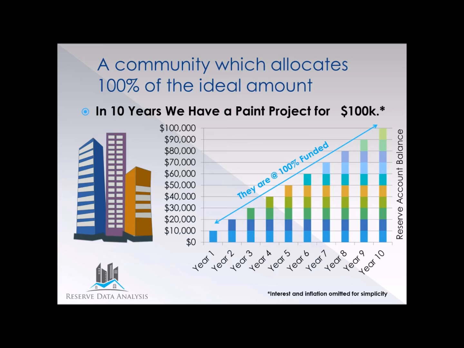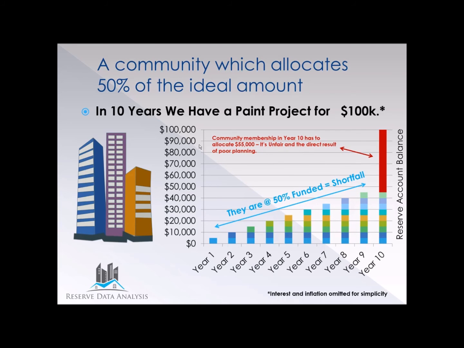And in this case, with this paint project for $100,000, in the 11th year, they're going to need to put $10,000 into their reserve account to be 100% funded again. Oftentimes, unfortunately, communities will have this perception that, well, we just did all the large projects, let's reduce the dues, people are tired of paying such high HOA dues. And what happens is they go from a decent funded level to a very, very poor funded level very, very quickly.